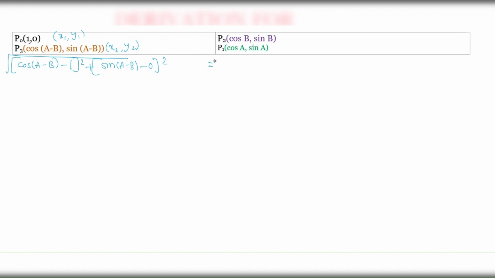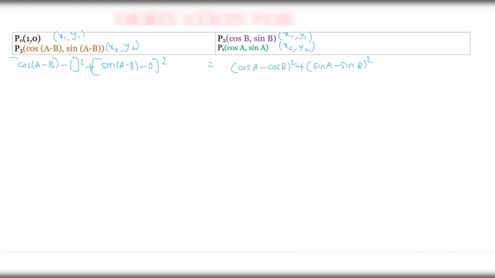For the length of P2 P1 chord, again we'll do the same thing. The first one is x1 y1 and the second one is x2 y2. So x2 minus x1 whole square means cos A minus cos B whole square, plus y2 minus y1 whole square, that is sine A minus sine B whole square. Square the entire equation, then the roots can be cancelled out.